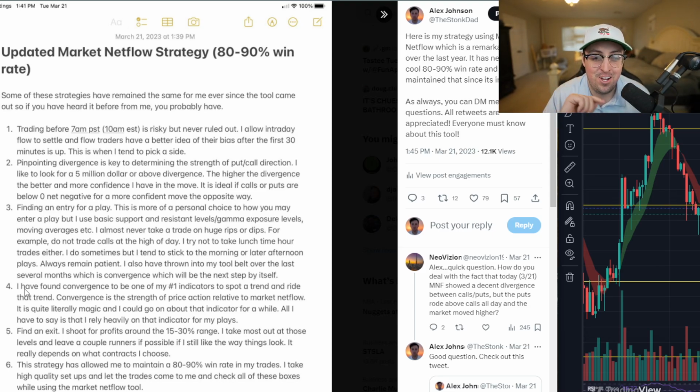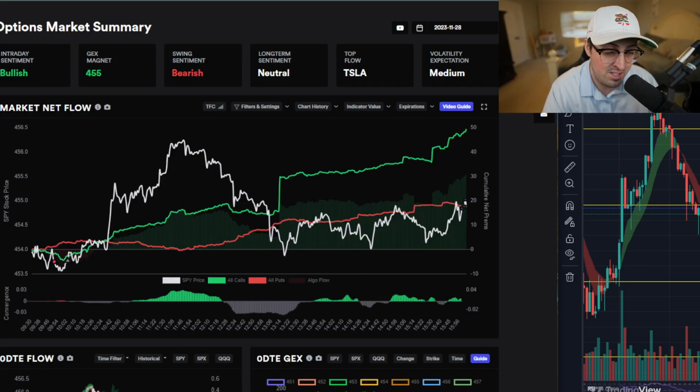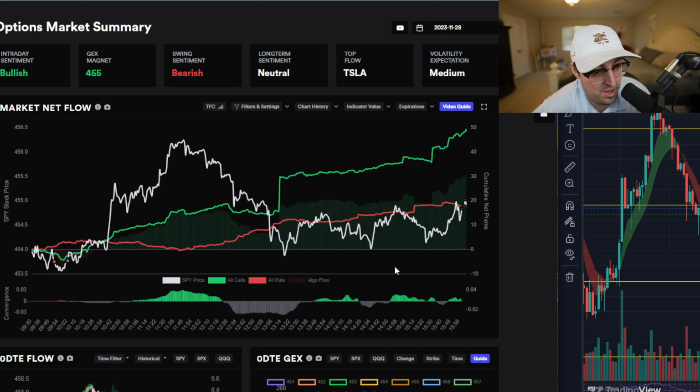And I could go on and on about convergence, which I do in other videos if you guys are interested. All I have to say about that is that I rely heavily on the convergence tool, because that pretty much seals the deal of the A+ setup. I talk about convergence all the time. You can see that when we have green flips like this, and when flow is very strong, you can see really nice moves on SPY.